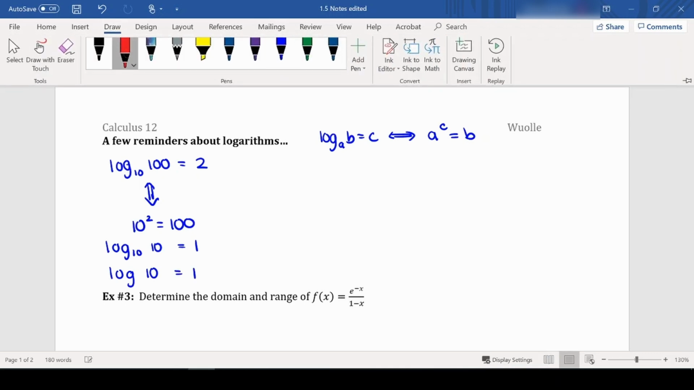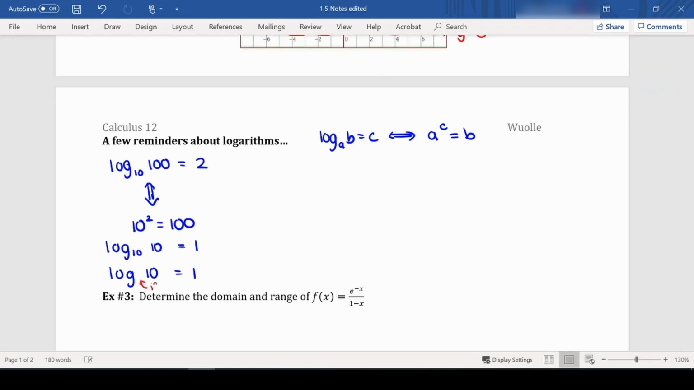So a reminder, if no base is declared, we assume it is 10.